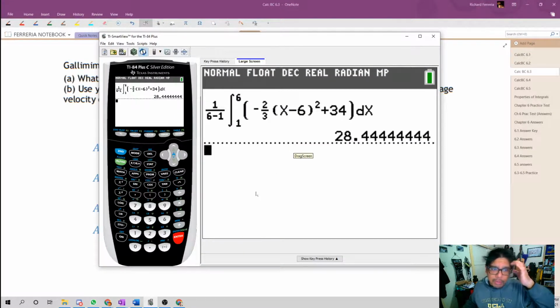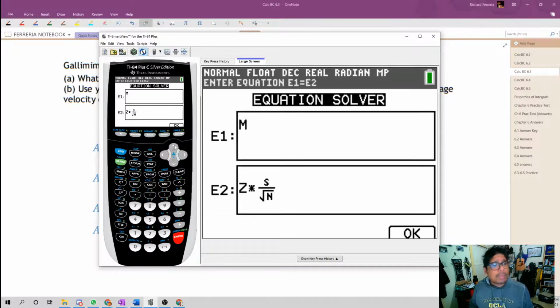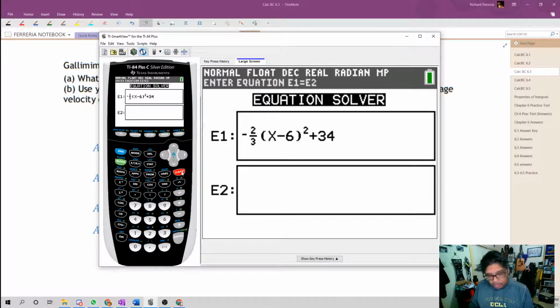Back to the calculator, we want to use the solver to find out when the function first equals its average velocity. So let's go to the solver. Math. I like to push the up arrow, and that usually gets me to solver really quick. We'll put the left side of the equal sign, which is the velocity function, into E1. And then in E2, we're going to put in the average velocity, which was 28.444.